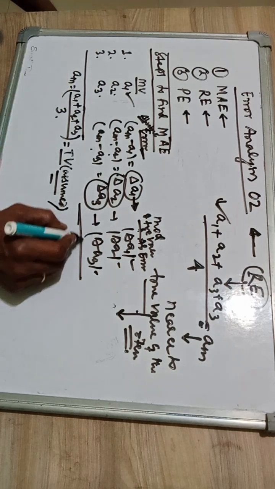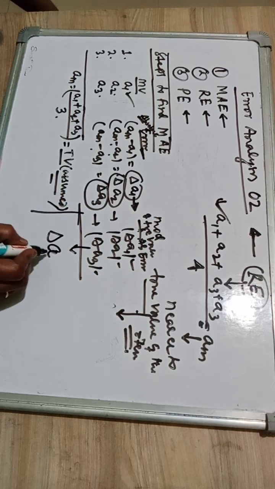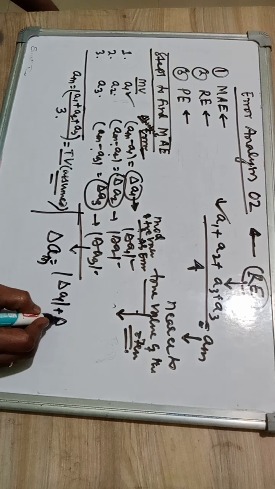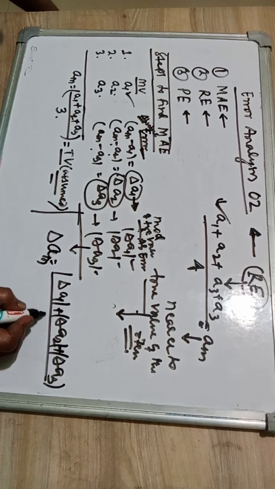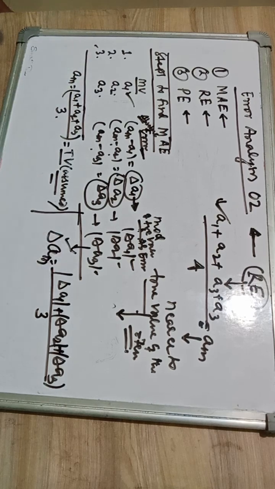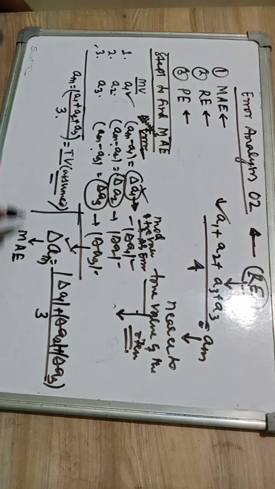Now, the average of these errors, that is delta AM, is the mod of delta A1 plus the mod of delta A2 plus the mod of delta A3, divided by 3, because the number of measurements is 3. This is the mean of absolute errors. We got the absolute errors, took the mod, and then took the mean. This is the mean of absolute errors.